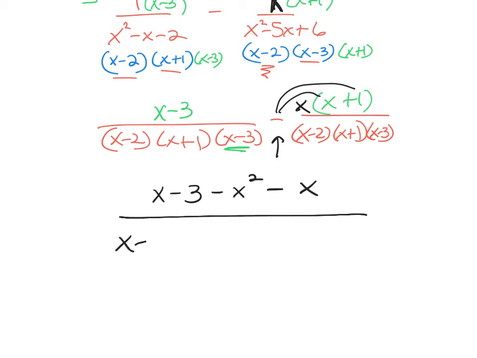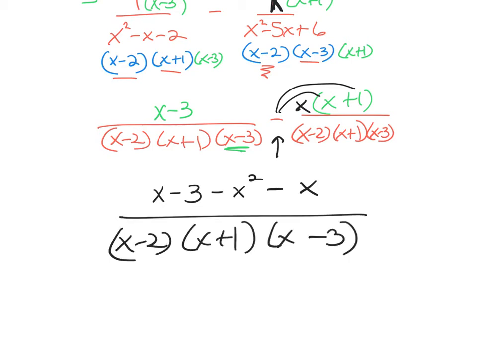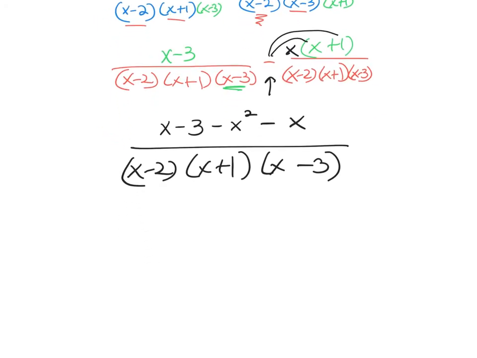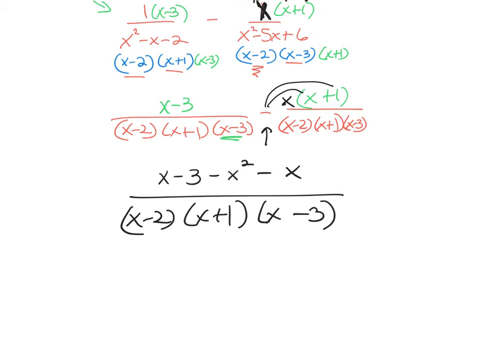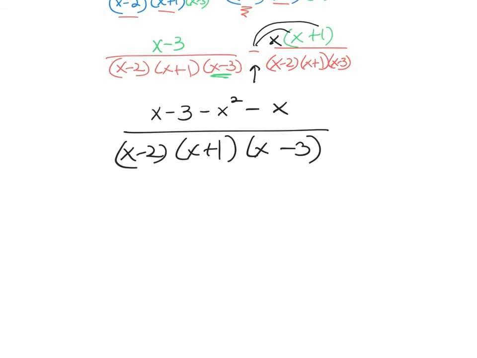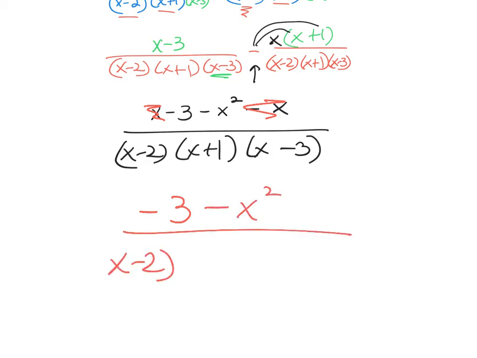I still have the same denominator. So you can just make it plus negative x at top. Plus negative x. Yes, you could. You could do a key flip change, yes. All right, so now I'm going to add my like terms. This and this cancel. So now I'm just left with negative 3 minus x squared over x minus 2, x plus 1, x minus 3.